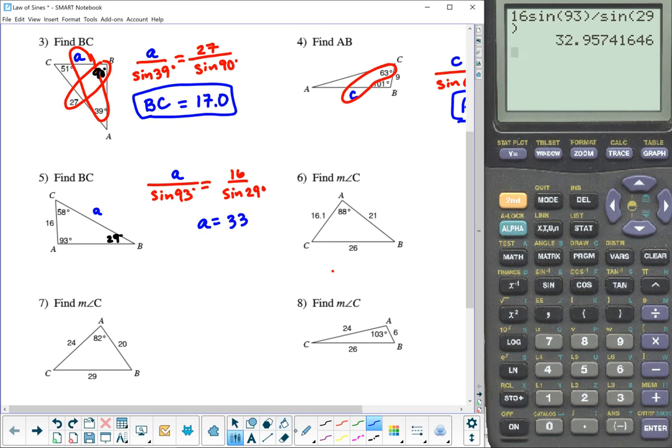And that's BC. So you can leave it as A, I don't mind. But I'm going to go ahead and call it by what it really is, and they want you to find BC. So I'm going to say BC equals 33.